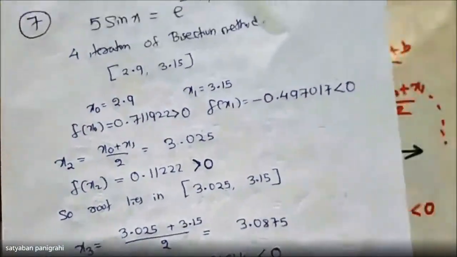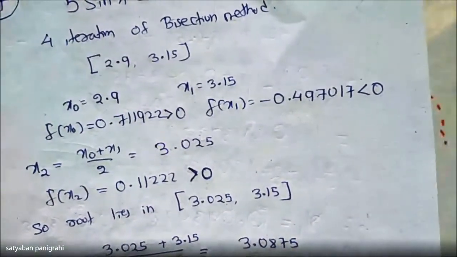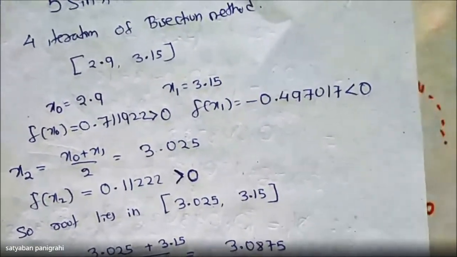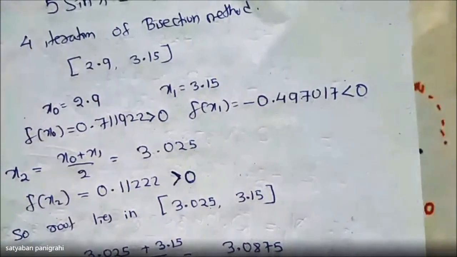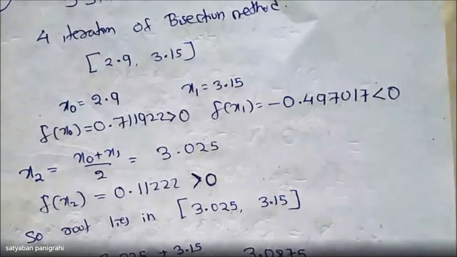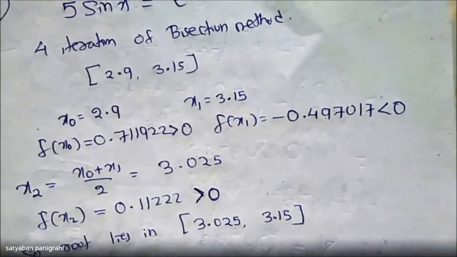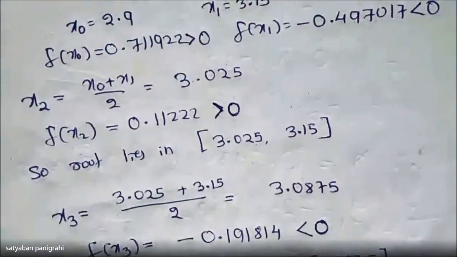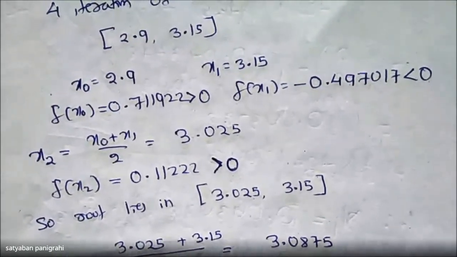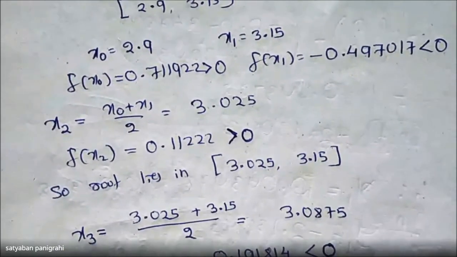Now from that I have computed, you can check. The value of x0 is 2.9, x1 is 3.15. So f of x0 equals 0.711922, which is positive, and f of x1 is minus 0.4971017, which is negative. So the root lies between x0 and x1. Here I have written x0, x1 in place of a, b. So x2 will be x0 plus x1 by 2, that is 2.9 plus 3.15 divided by 2. This gives me 3.025.